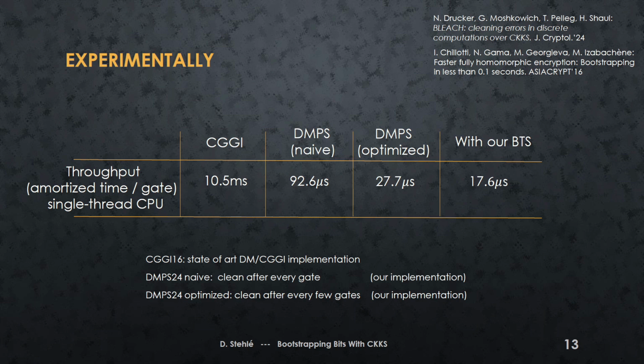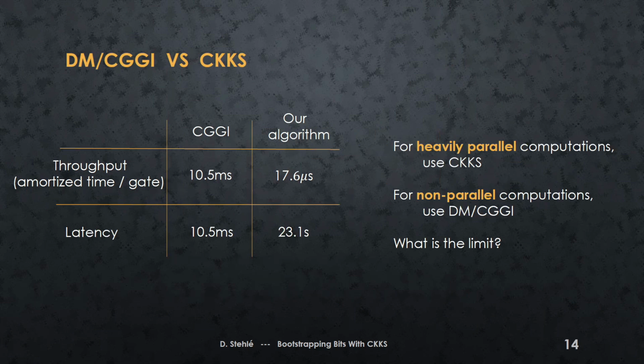Okay, so you may say there is a catch here. It's amortized, and amortized is over quite a bunch of binary gates. In particular, it's amortized over all the slots. And if you remember, the dimension of the vectors is somewhere between 2 to the 13 and 2 to the 15. So it's being amortized over many, many binary gates. If we compare DM-CGGI versus CKKS in terms of throughput, our algorithm is much better. It's 17 microseconds versus 10.5 milliseconds. So it's much, much faster.